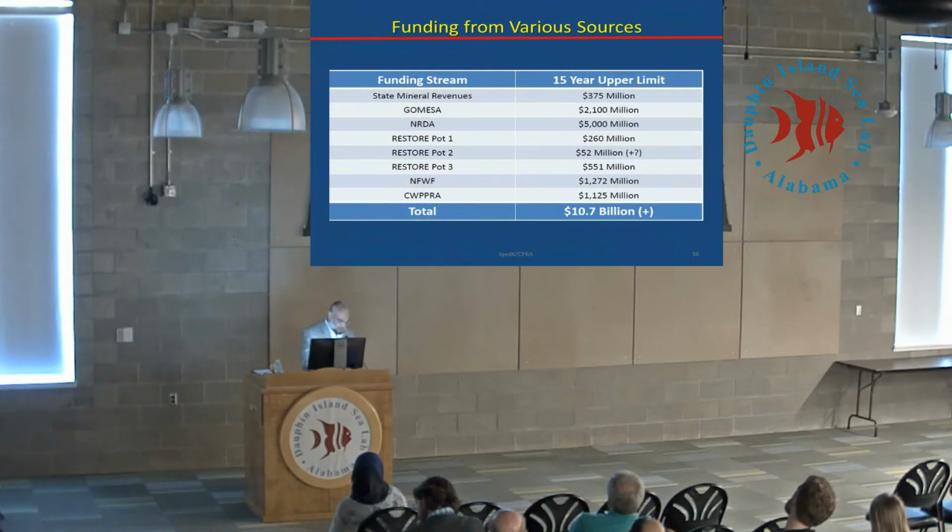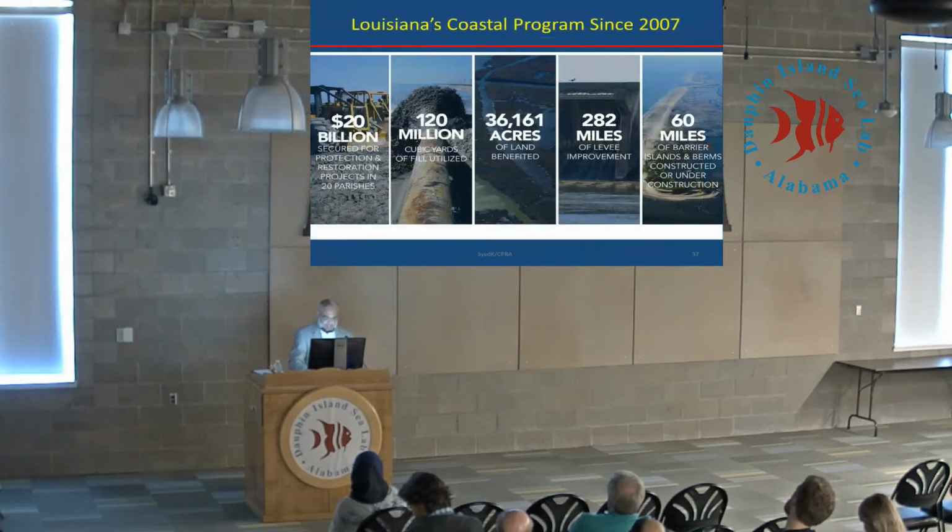If you look at the funding sources, we had some permanent sources like state mineral revenues and GOMESA, but what came after Deepwater Horizon is RESTORE, NFWF, NRDA. We have in our kitty some $10 billion for the next 15 years. But we need more, as our plan is for 50 billion, so I'll show you in a minute. Since 2007, we have secured some 20 billion, as I said, within the parishes. We are calculating what the parishes have also got for protection and restoration.